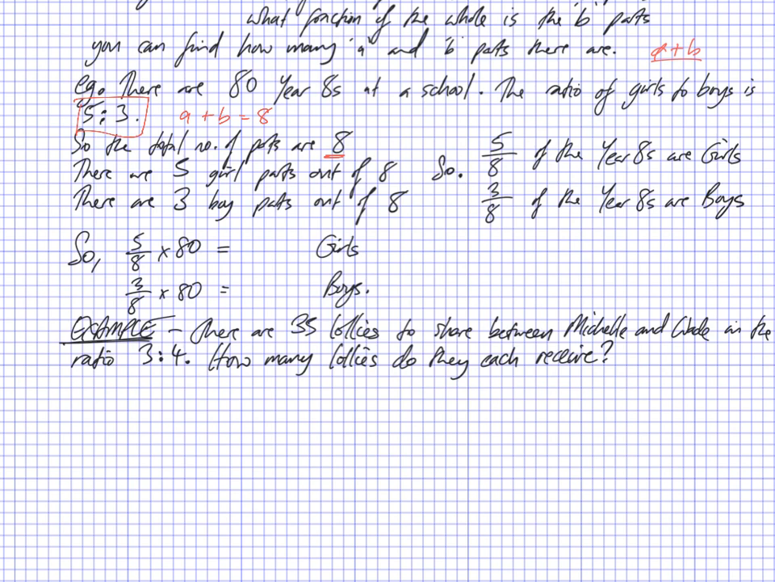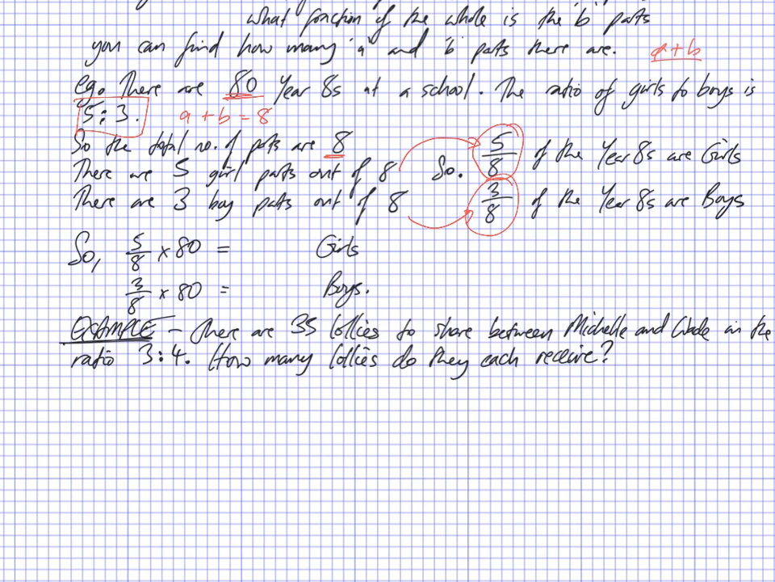There are 5 girl parts out of 8 and 3 boy parts out of 8. So that allows us to represent those ratios as a fraction. 5 out of the 8 parts are year 8 girls, and 3 out of the 8 parts are year 8 boys. And now that I've represented them as fractions, I can use the fractions to find out how many of the 80 year 8s are boys and how many are girls.